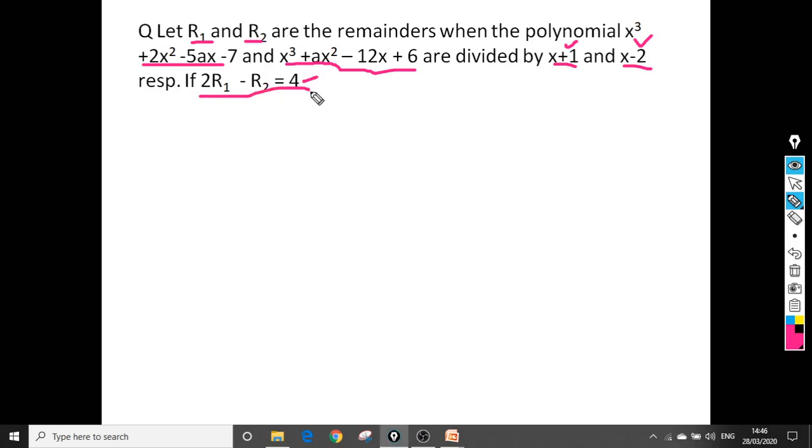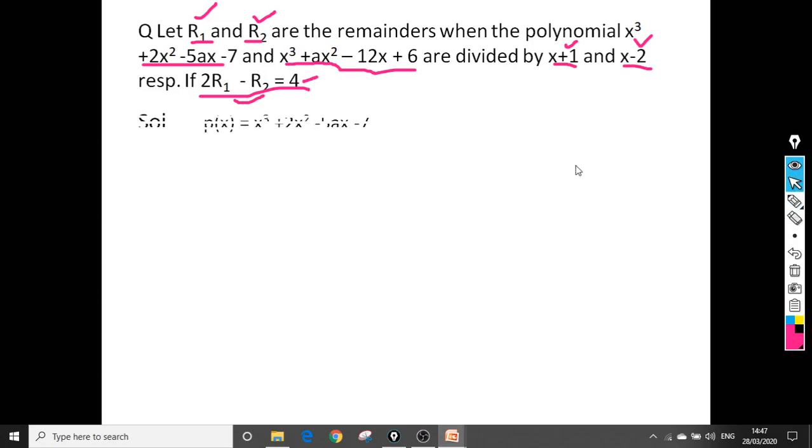So the process which we follow for this question: in the first case we find the remainder r1, in the second case we find the remainder r2, and substitute these values of r1 and r2 in the given condition. This is the condition. So let us start with this problem.